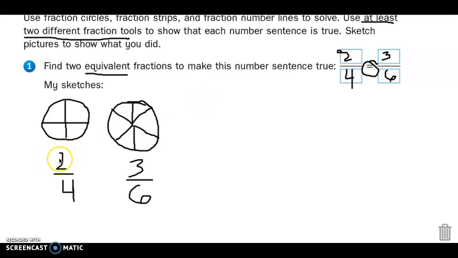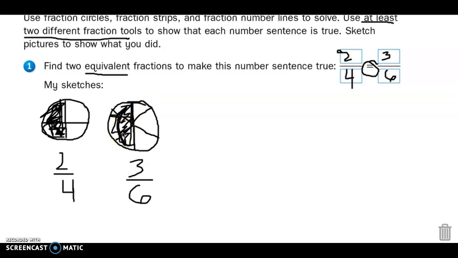I need to color in 2 parts out of 4. 2 out of 4. Oh, that looks like half to me. Great. And 3 out of 6 parts. 1, 2, 3. Well, look at that. It's also half. The same amount are shaded in. If these are equal wholes, the same amount is shaded in.